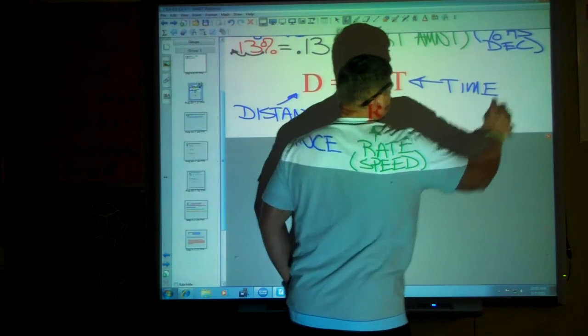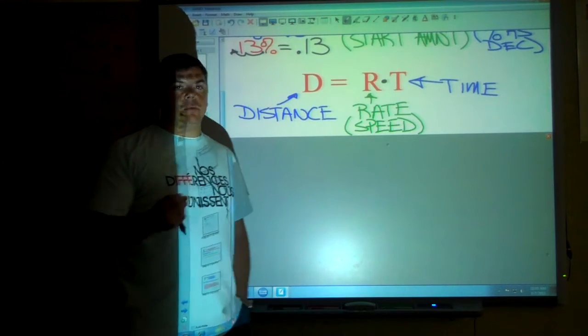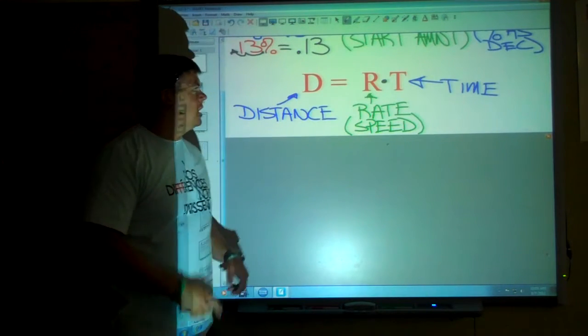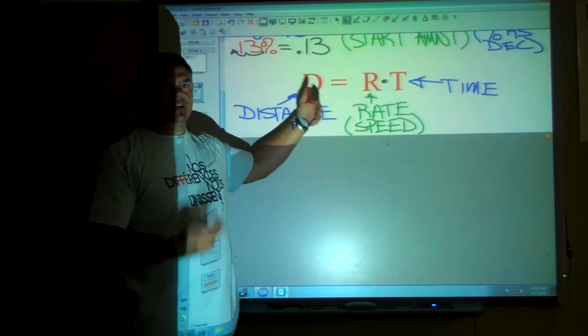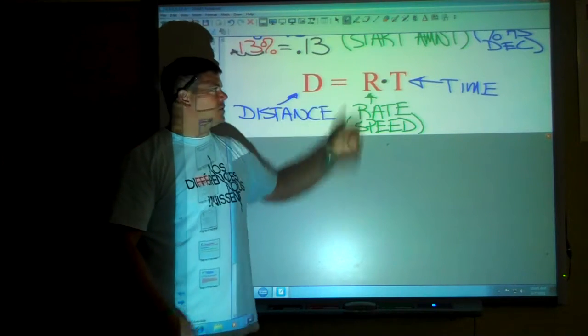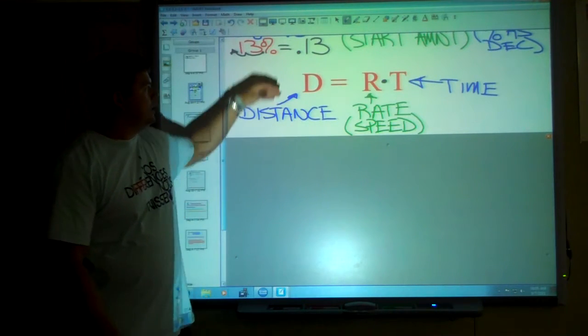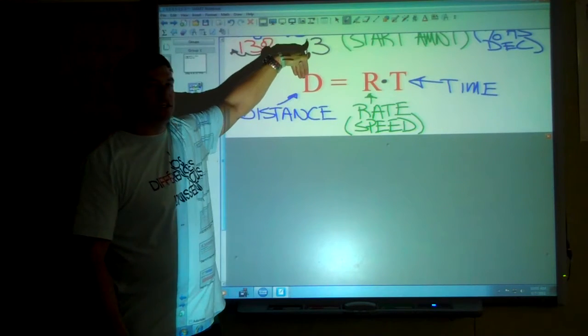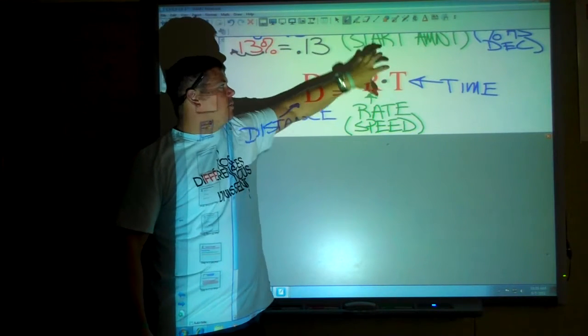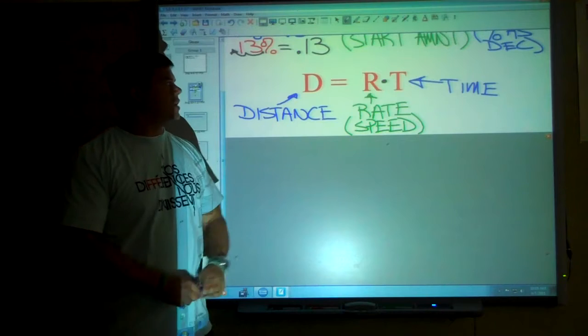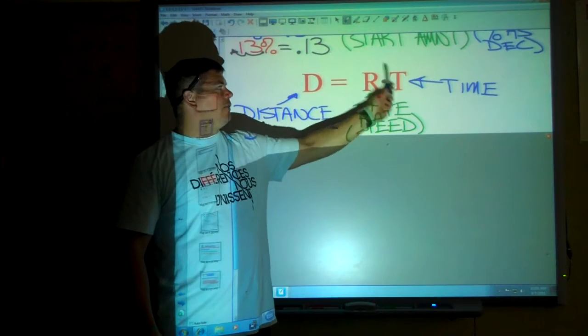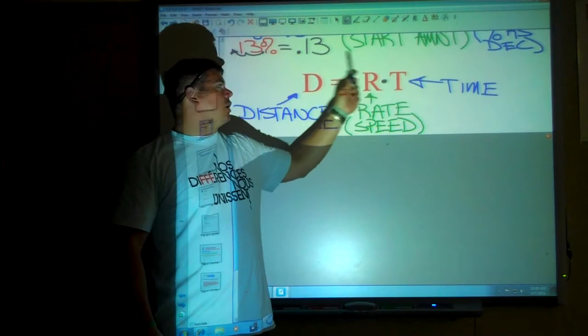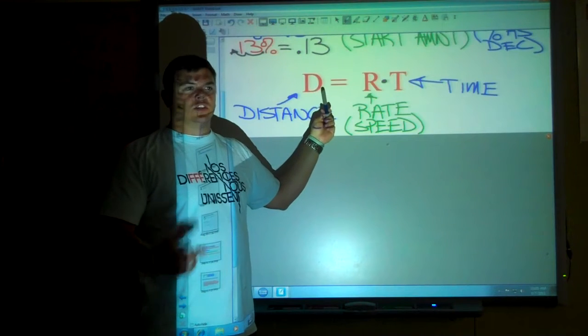Time could be hours, days, minutes, seconds, whatever. You just have to make sure that whatever your answer is, it reflects the time unit you're using. Now this is the formula we use for distance if we know the rate and the time. We would multiply the two together and it would equal our distance. If I'm going 60 miles an hour down the freeway for 3 hours, I'm going to cover 180 miles. That's the distance I'll travel.